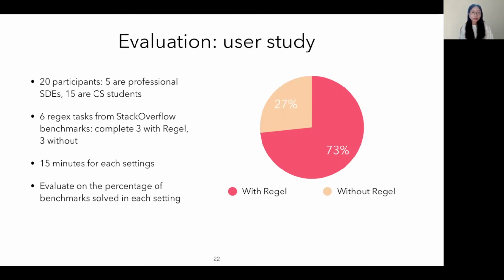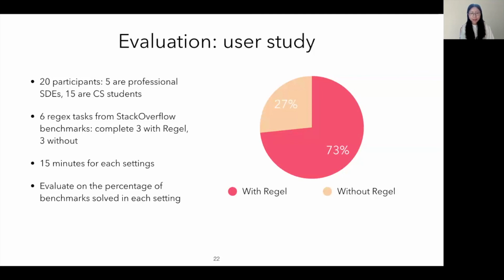Each participant was provided with 6 regex tasks, randomly sampled from the Stack Overflow benchmarks. Then, we provided each participant the original Stack Overflow post, which contains both the natural language and the examples, and asked them to solve half of them using Rego and half of them without. One thing to be noted here is that we do not specify any specific way that participants should use Rego, but just provide the tool and educate them how to use it.